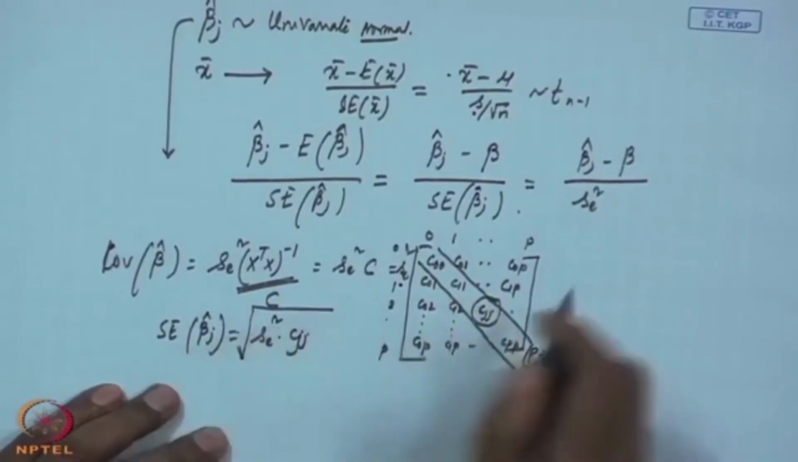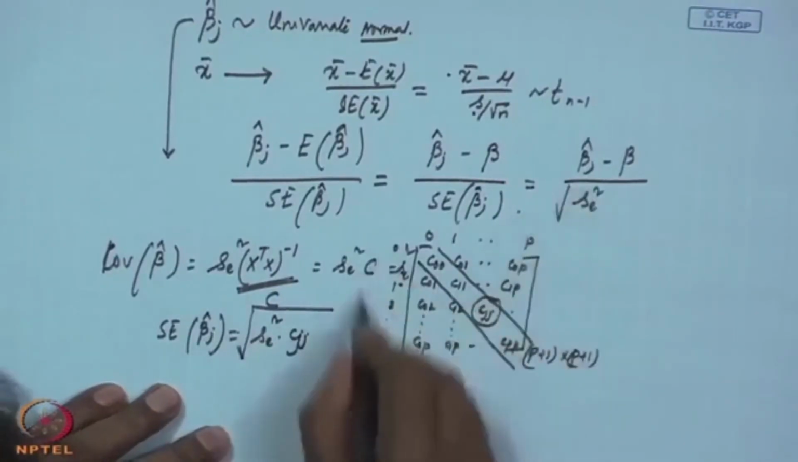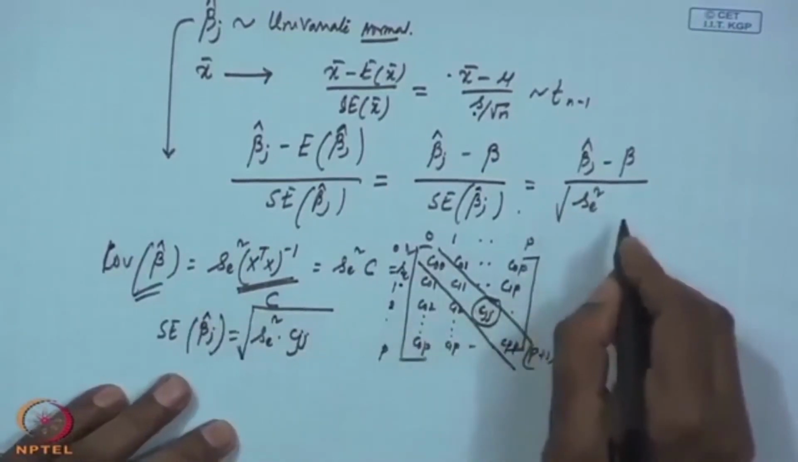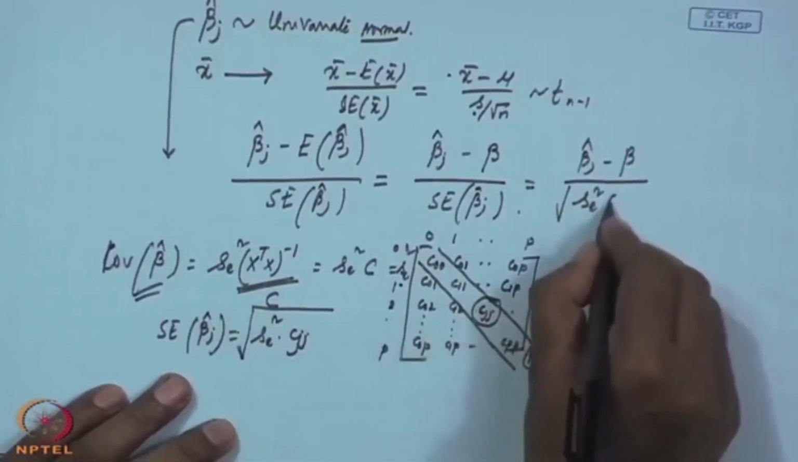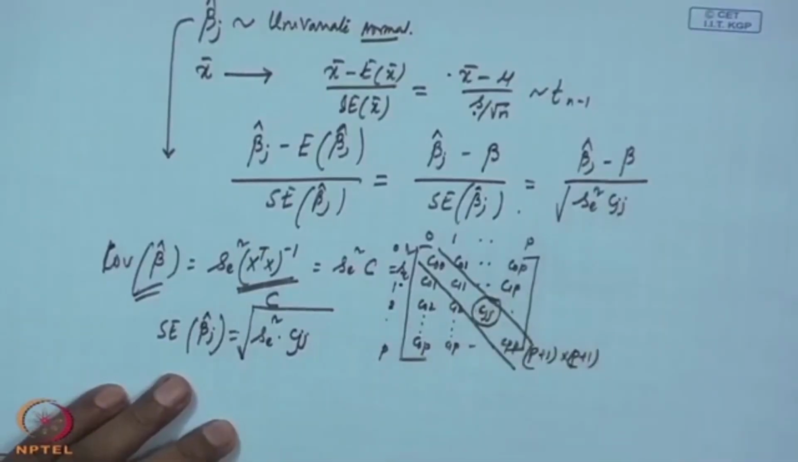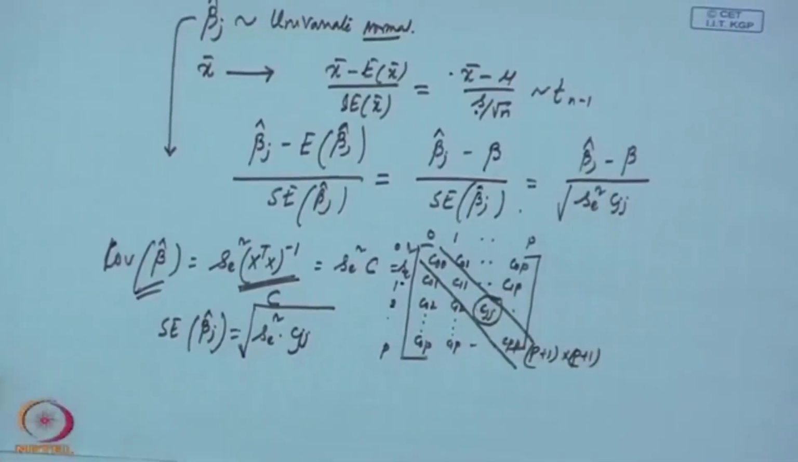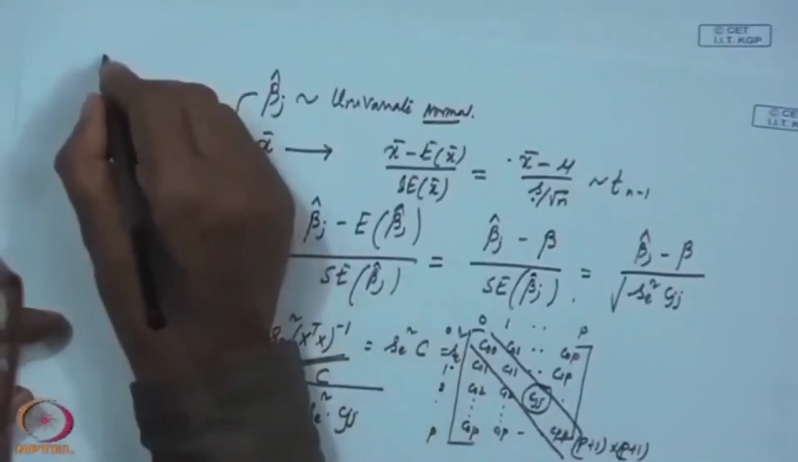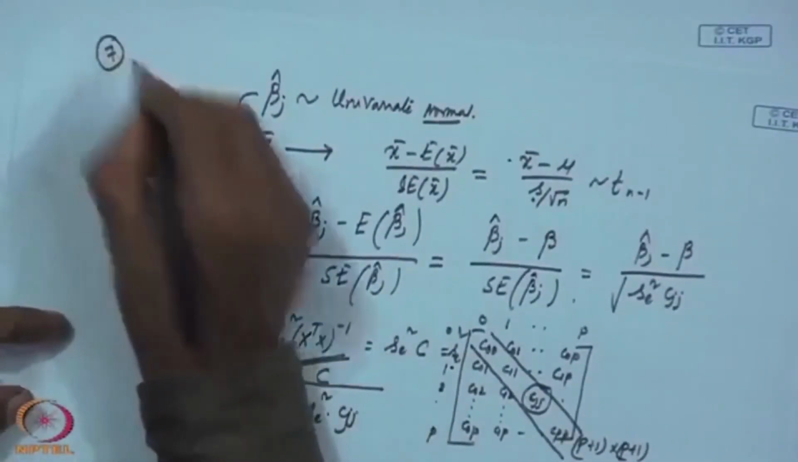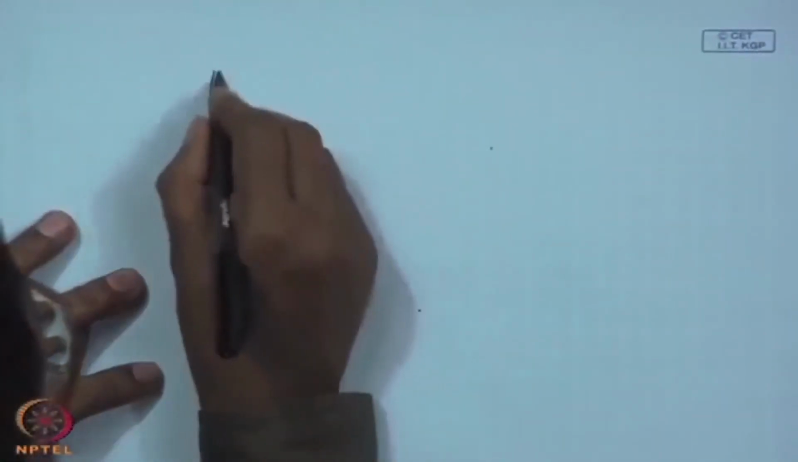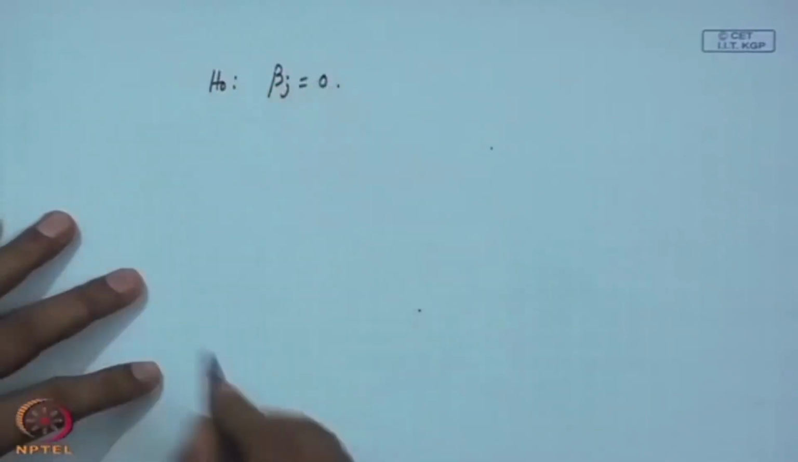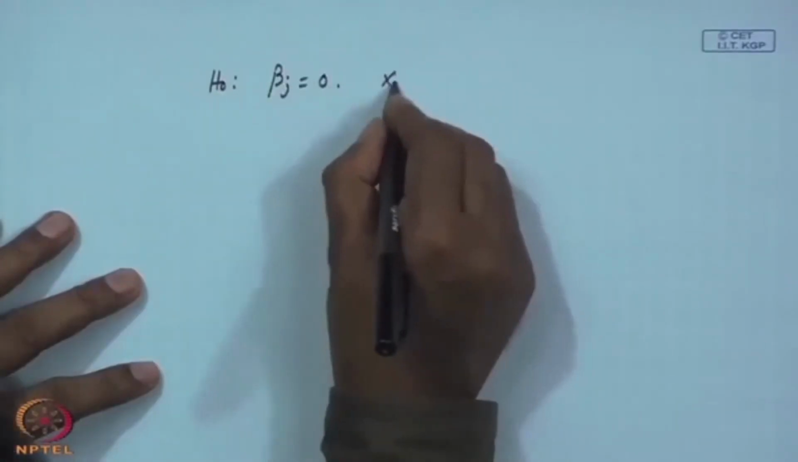This is the standard error, so we have to take the square root, and this is the variance component; the diagonal elements are variances. So, the square root of s square C j j. Now, under the assumption of the null hypothesis H 0, that beta j is 0, our null hypothesis is that there is no effect of the x j variable.